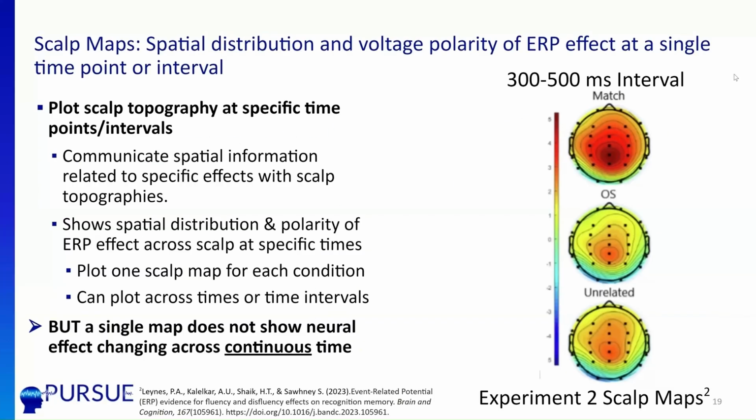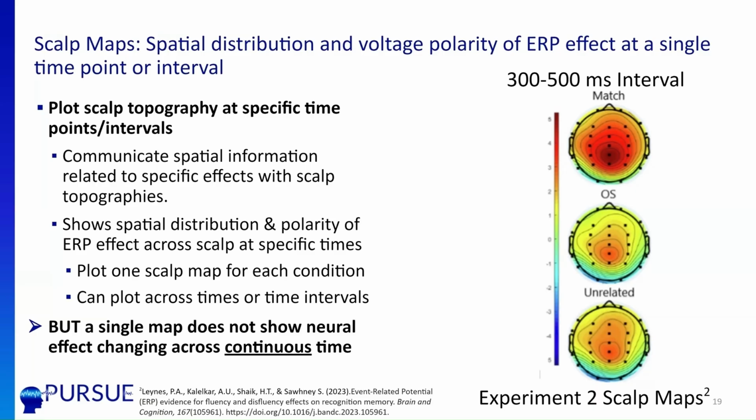A good skill is being able to read scout maps for spatial information related to specific effects with scout topographies. So say you are investigating the N400 ERP component. As you can tell by the name, it creates a negative peak. The N400 produces posterior old/new effects. This would mean that you would need to focus on the parietal electrodes to see its negative effects.